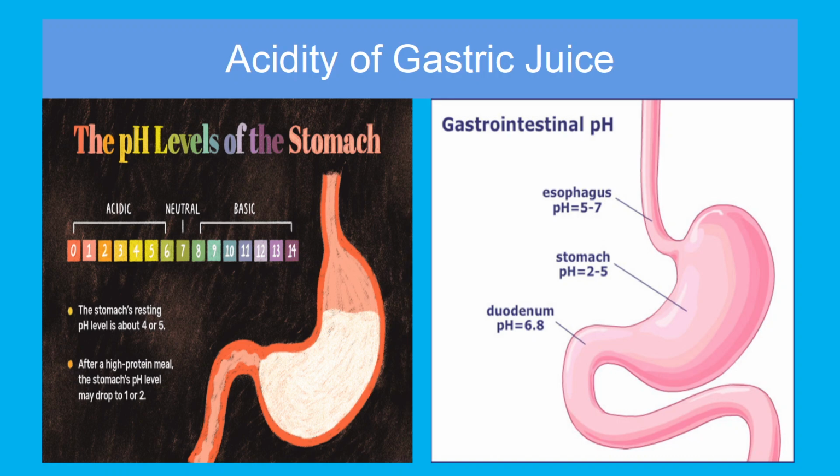So gastric juice is acidic in nature. We all know that acidic means the pH will be between 0 to 6. Neutral means 7, and 8 to 14 means it is basic or alkaline in nature. So the pH of the stomach will be 2 to 5. Gastric juice, which is produced in the stomach, also will be acidic in nature.